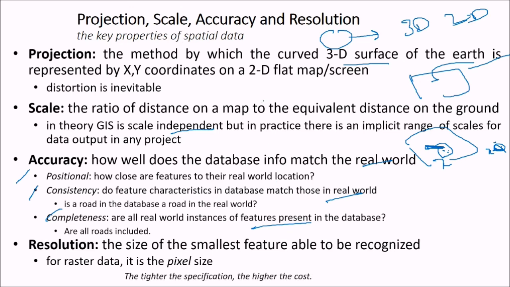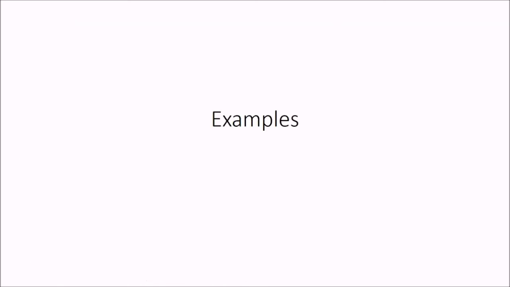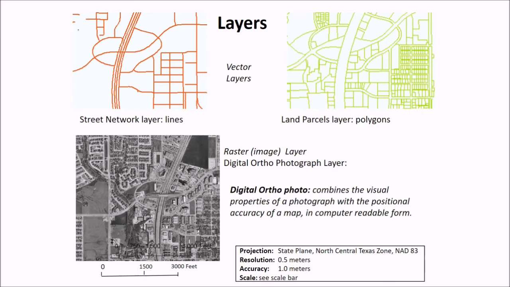So the tighter the specification, the higher the cost. You want the best projection with minimum distortion, scale, accuracy, resolution. For that you need to pay a higher cost. So let us take an example. Here we have various layers. We have vector layers: these are the street network layer, lines, and these are the parcel layers, polygons. This is your raster image, which is also the digital ortho photograph layer. Digital ortho photos combine the visual properties of a photograph with the positional accuracy of a map in a computer readable form. So you can find out the resolution, the accuracy, the projection, the scale.